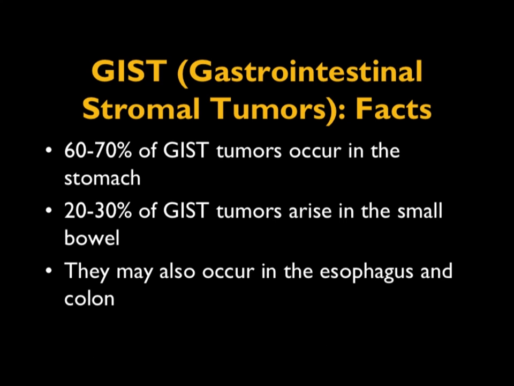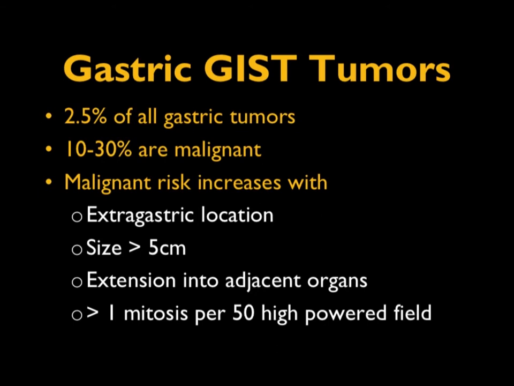About 70% of GIST tumors arise in the stomach, and about 30% or so in the small bowel. We talk about 10 to 30% of these lesions being malignant, with the malignant risk based on extragastric location, over 5 centimeters, local extension, and most importantly, the pathology greater than 1 mitosis per 50 high-powered fields.